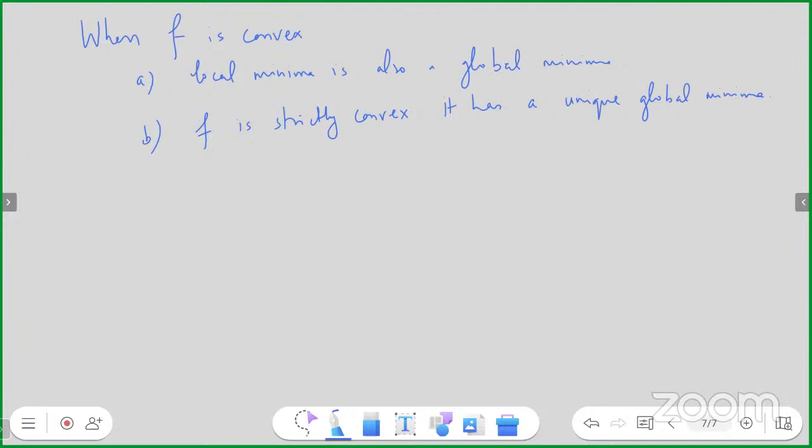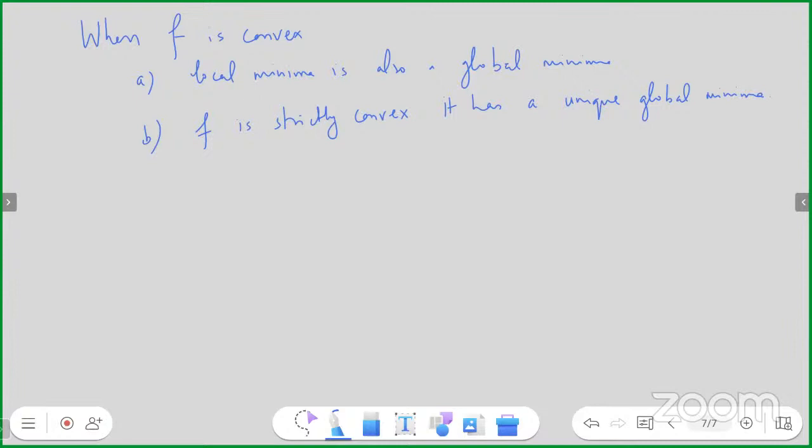Both proofs are identical. Any difference between the two proofs or are they identical? Besides the strict conditions, they are. Okay, so where is the strictness being used? If it was not strict, what would not work? The uniqueness will not work. Okay. Give me an example. Constant. Very good.